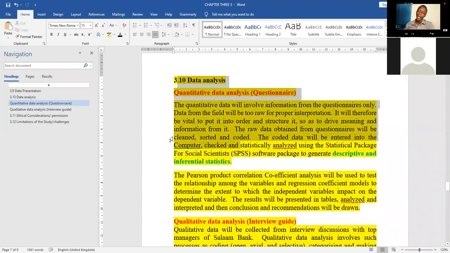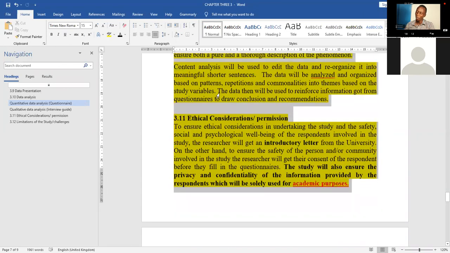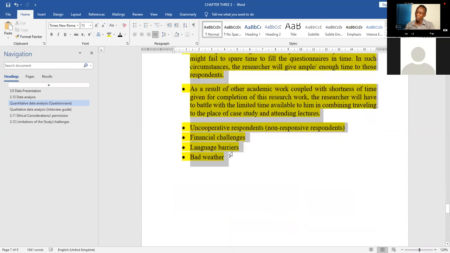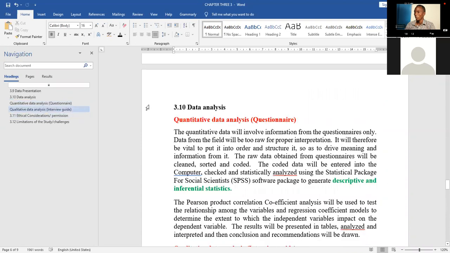Now, under data analysis, we have, let me first remove the highlights. I'm going to first remove this highlight because it's going to disturb us. Okay, so let us start with data analysis.